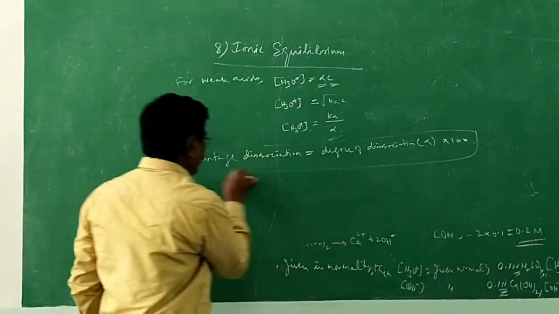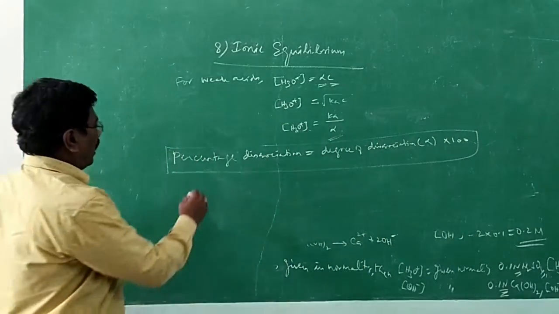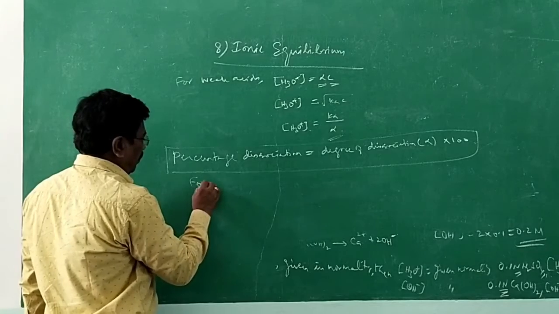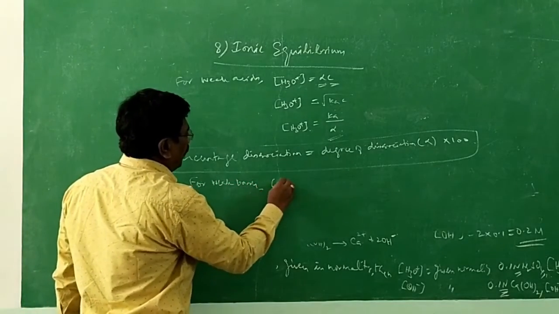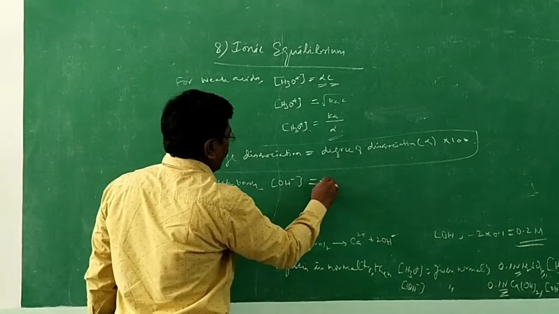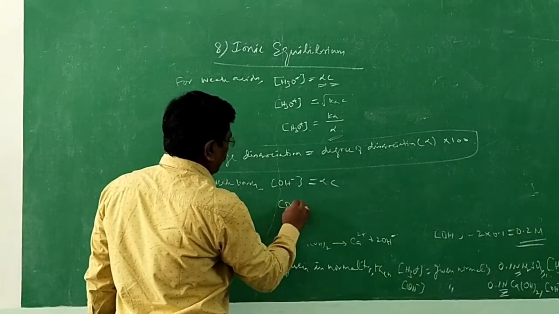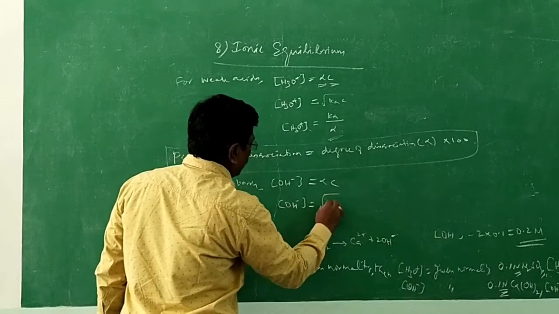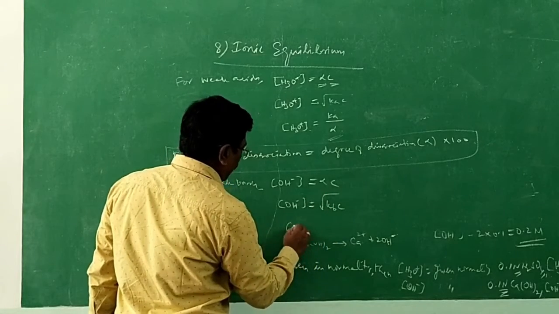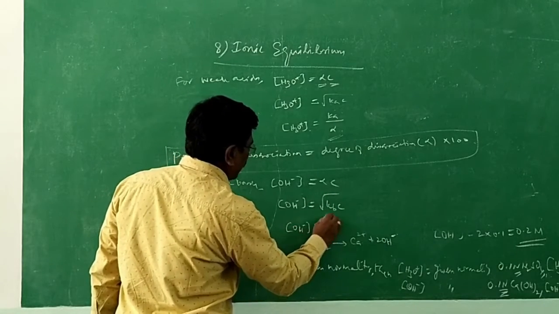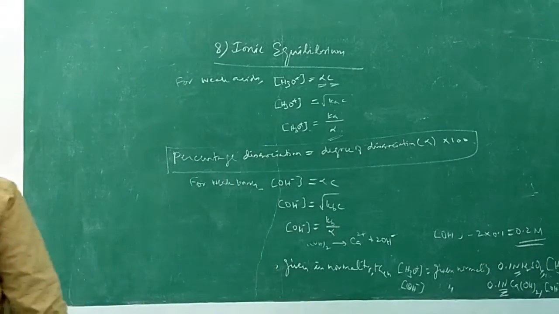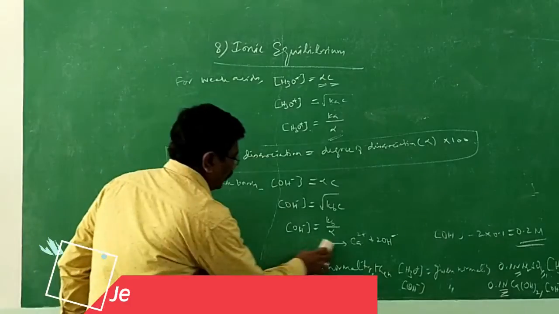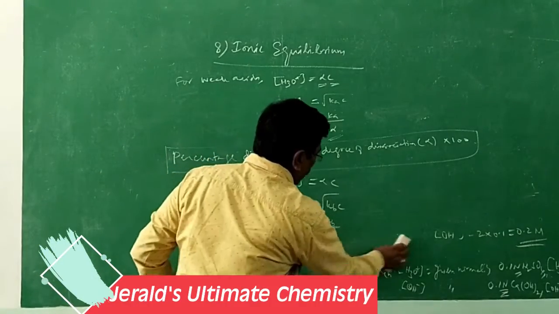Sometimes in the sum they will be giving like this. For weak bases, hydroxide ion concentration is equal to alpha C. Hydroxide ion concentration is equal to root of Kb into C, and hydroxide ion concentration is equal to Kb by alpha. This we have derived from Ostwald dilution law. I will be explaining you later.